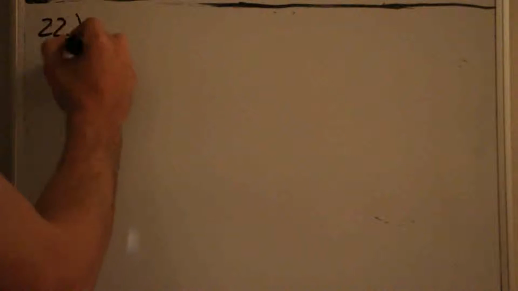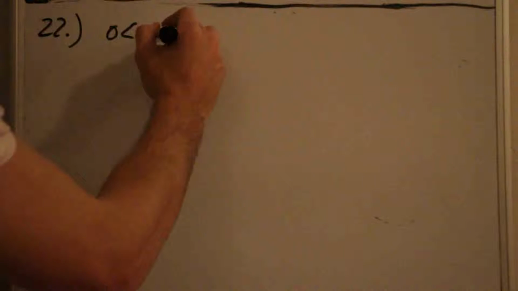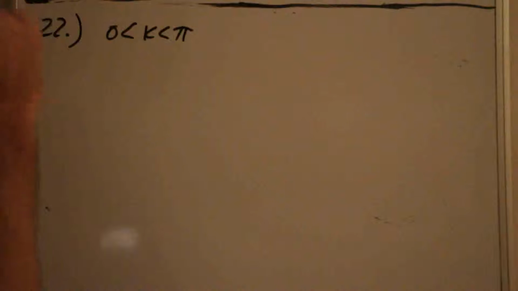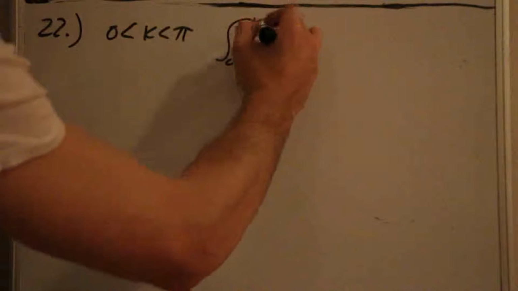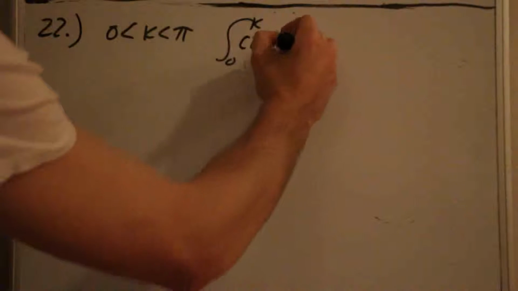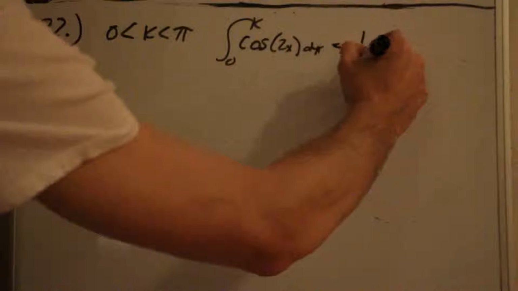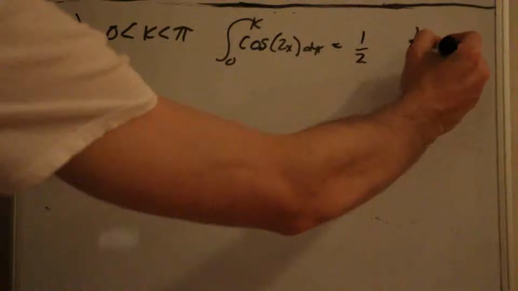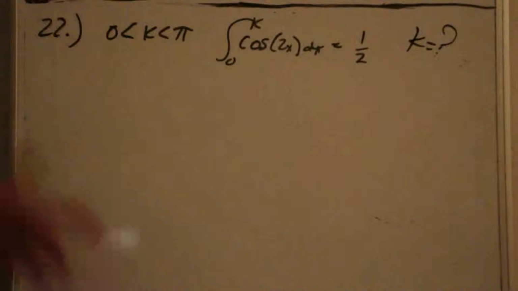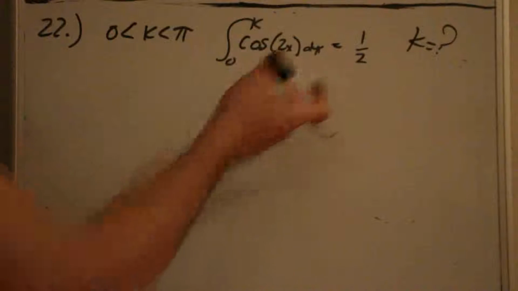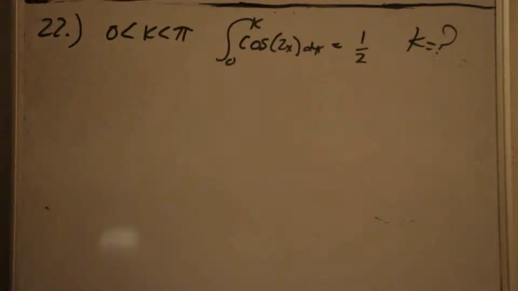Okay, here's another one we did in class. This is number 22. If 0 is less than k is less than pi, so my range is from 0 to pi for k, my integral from 0 to k of cosine 2x dx equals 1/2 when k equals what? So my question is, what does k equal if my integral from 0 to k of cosine 2x is equal to 1/2?